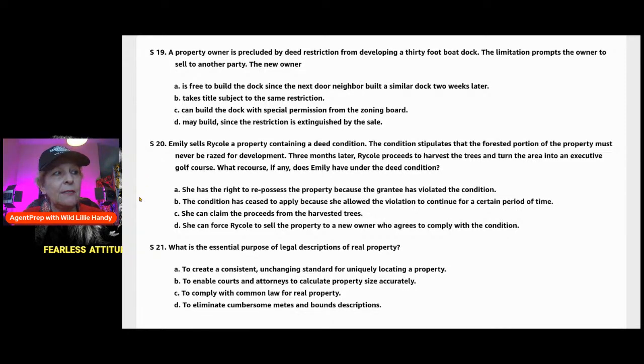A, she has the right to repossess the property because the grantee has violated the condition. B, the condition has ceased to apply because she allowed the violation to continue for a certain period of time. Or C, she can claim the proceeds from the harvested trees. Or D, she can force Ricole to sell the property to a new owner who agrees to comply with the condition.